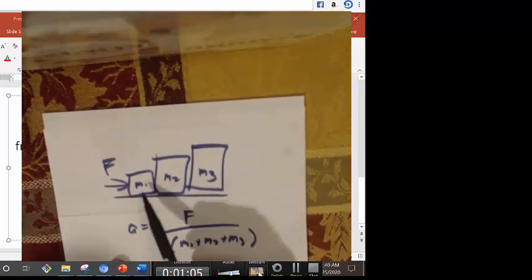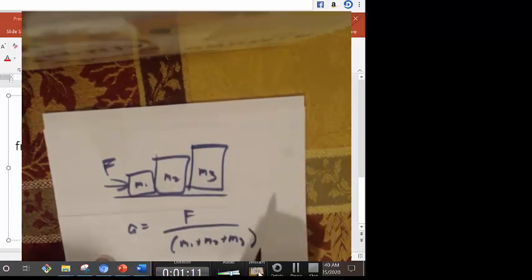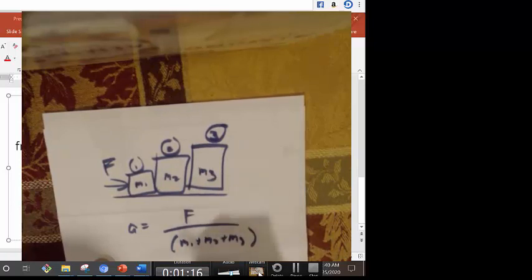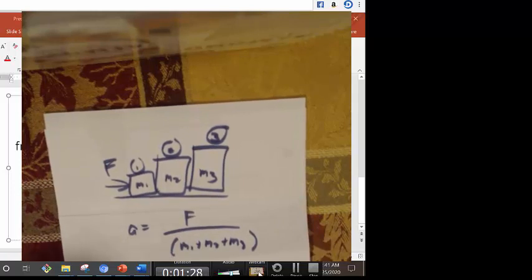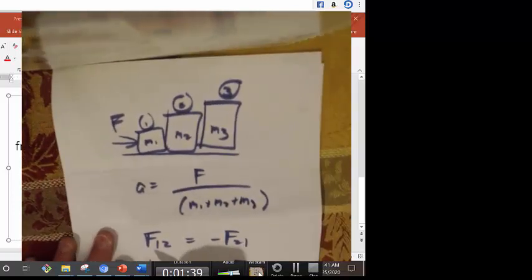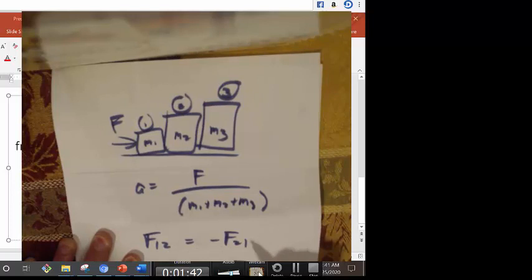And then once you know the acceleration of each of these blocks, you can determine what forces are going to be the interaction forces between the blocks. If this is block 1, this is block 2, and this is block 3, you have the interaction forces F12, which is the force of block 1 acting on block 2, which has to be equal and opposite in direction to F21, and F23, which has to be equal and opposite in direction to F32. The nomenclature here means that F12 means the force of block 1 acting on block 2, and F21 means the force of block 2 acting on block 1, etc.